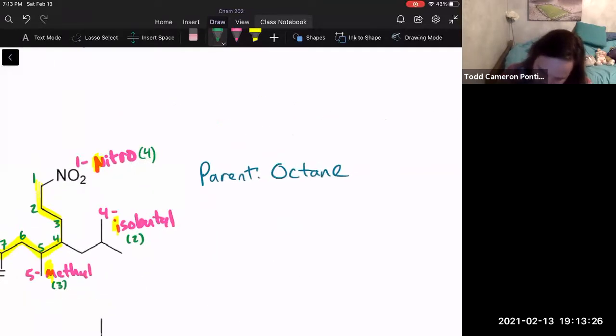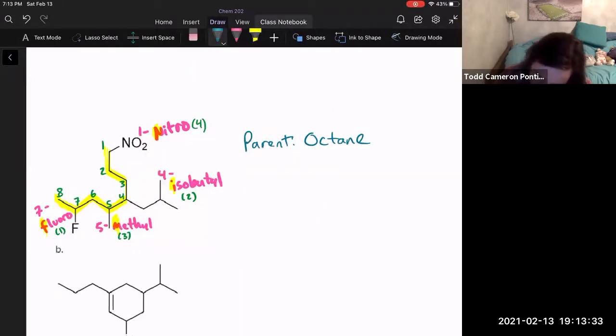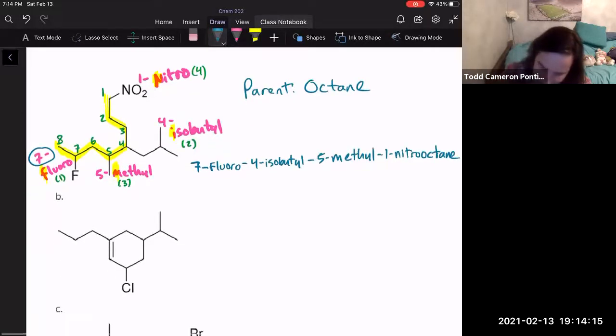So the full name then is going to be 1-fluoro-4-isobutyl-5-methyl. And sorry, not 1-fluoro, 7-fluoro, on account of it being at the 7th position. And then 1-nitro octane. 7-fluoro, 4-isobutyl, 5-methyl, 1-nitro octane. Woo! Okay. Up next, we have this molecule.